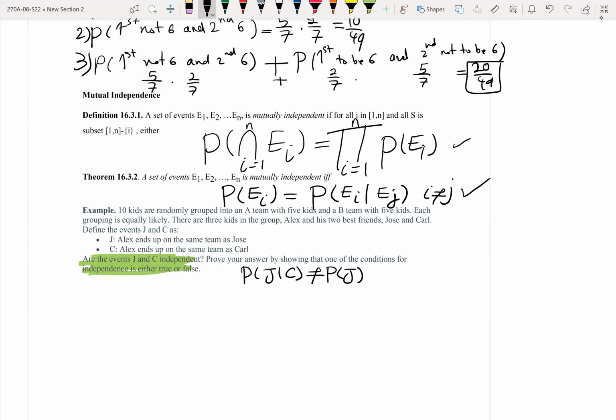10 kids are randomly grouped into team A and team B, with 5 each. There are 3 kids in a group: Alex and his 2 best friends, Jose and Carl. We define the event J: Alex ends up on the same team as Jose. The event C: Alex ends up on the same team as Carl. Are these 2 independent?